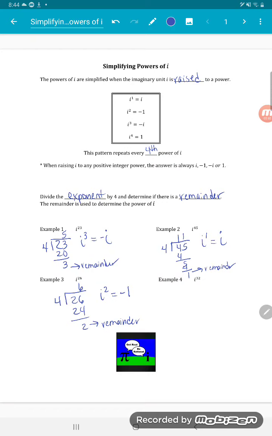The last example, which is example 4, I have 32. 4 evenly divides into 32 8 times. I have 0 as a remainder. So we have to remember anything to the 0 power is going to equal, yes, anything to the 0 power is going to equal 1. Make sure you remember your powers of i in the box above, and we're always dividing by 4.